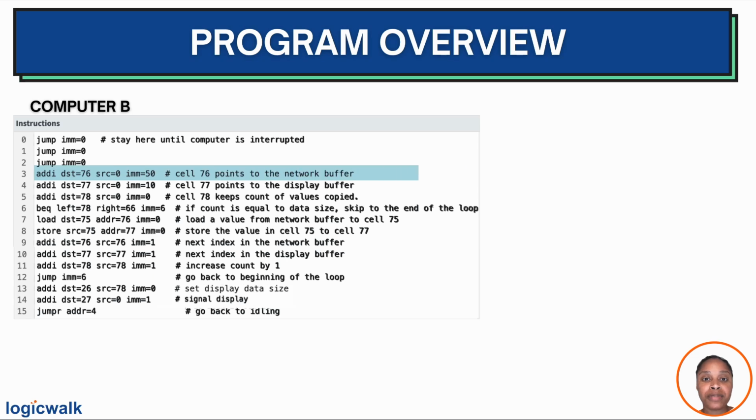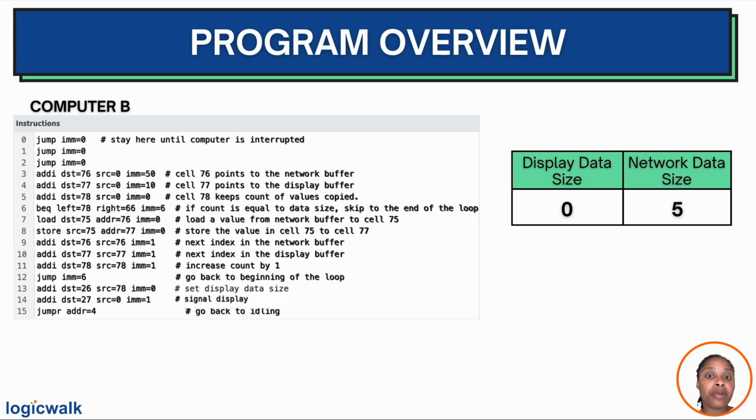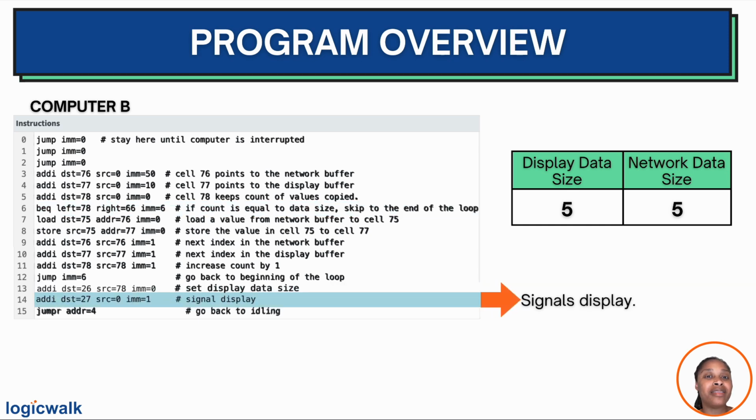As soon as it's interrupted, the program counter jumps to instruction 3, which enters a loop that copies each character from the network buffer, cells 50 to 54, into the display buffer, which are cells 10 through 14. This loop continues until the display data size matches the network data size. Once all characters are transferred, instruction 14 turns on memory cell 26 to signal the display, and the display prints the message.